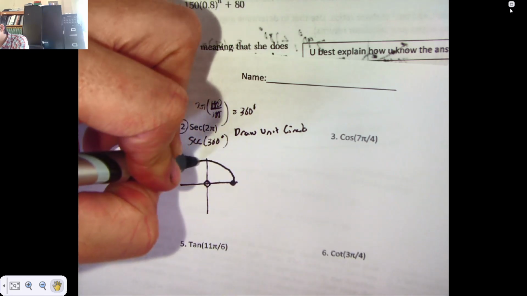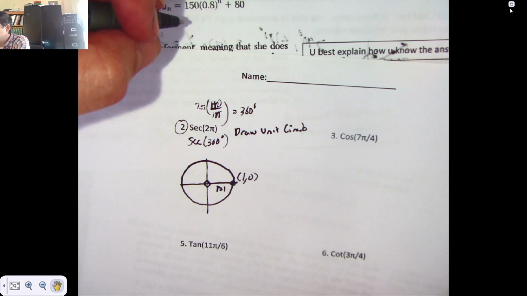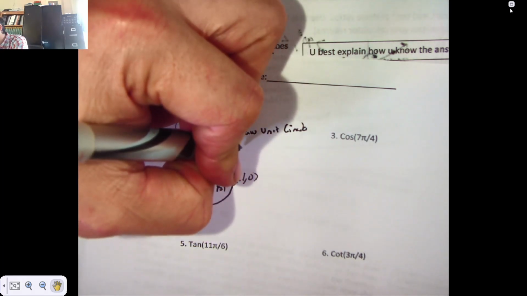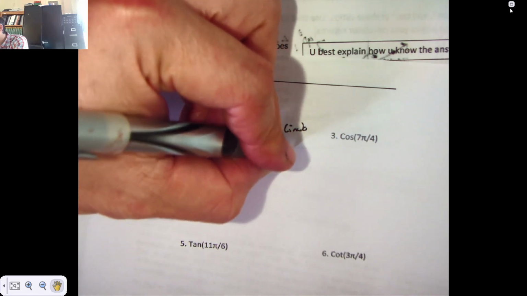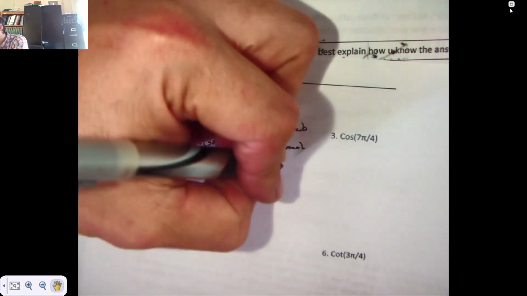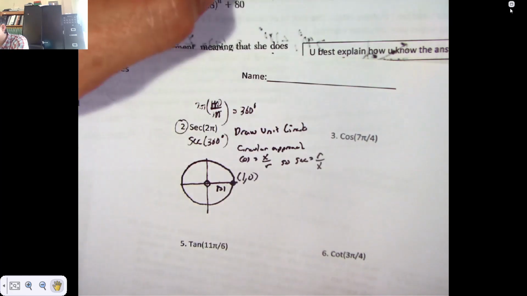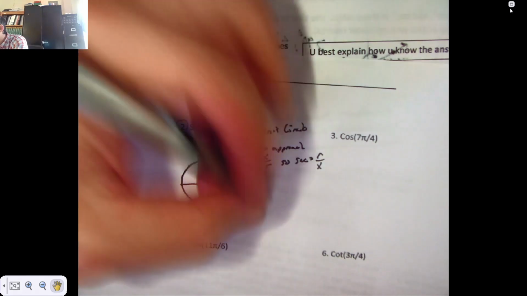Now, when you draw a unit circle, you have a radius of 1. So this is the ordered pair 1, 0. Why is that important? Well, because you take a circular approach. On the circular approach, cosine is x over r, so its reciprocal secant is r over x. Ta-da! So I'm just going to go ahead and plug this in.